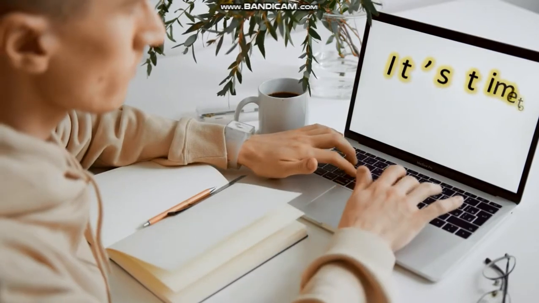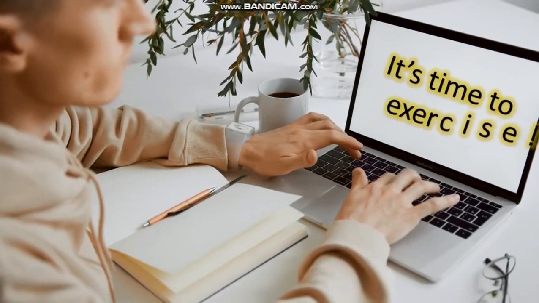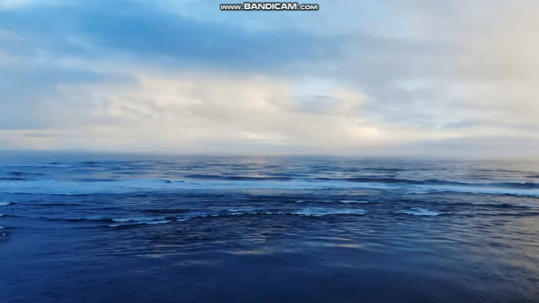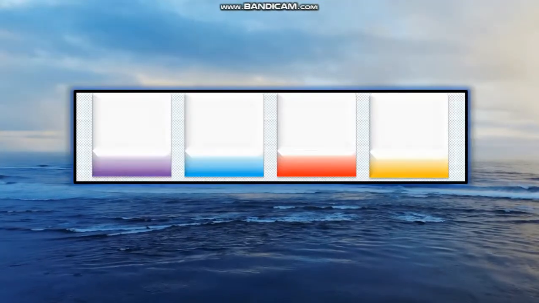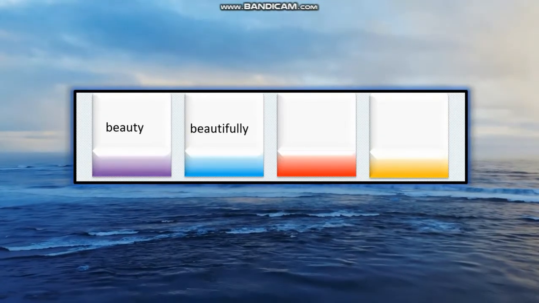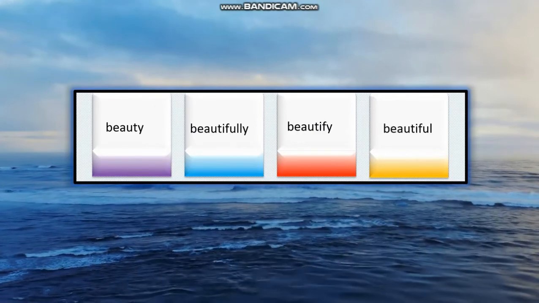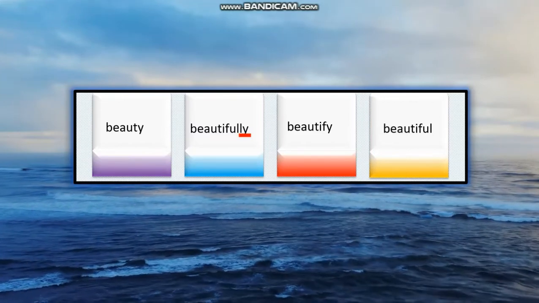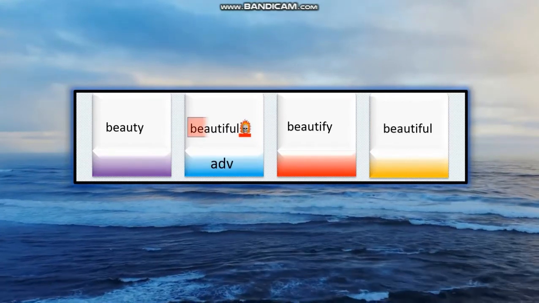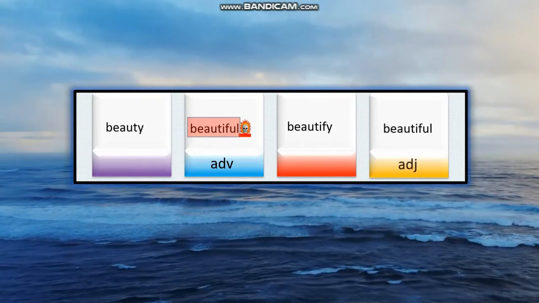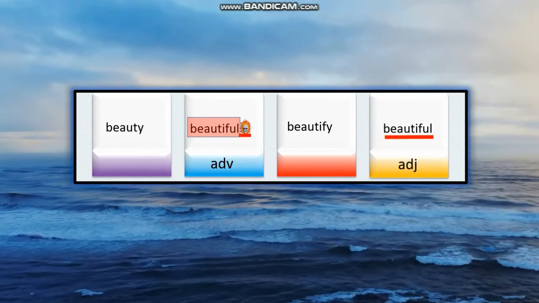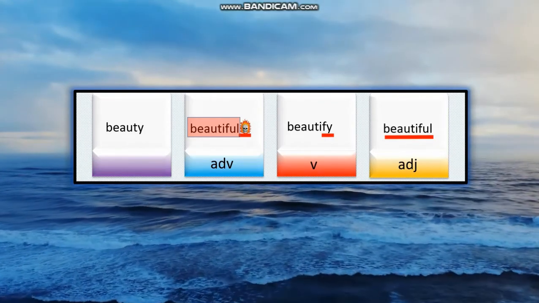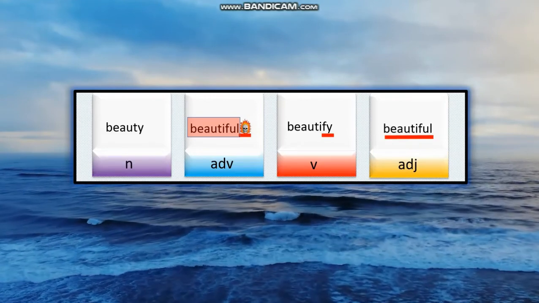It's time to exercise. Beauty. Beautifully. Beautify. Beautiful. Beautifully ends with ly, so it's an adverb. By removing the ly, the word formed is an adjective, which is beautiful. Beautify ends with fy, so it's a verb. The last part of speech is a noun, which is beauty.